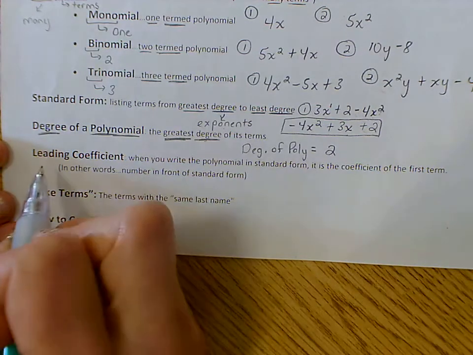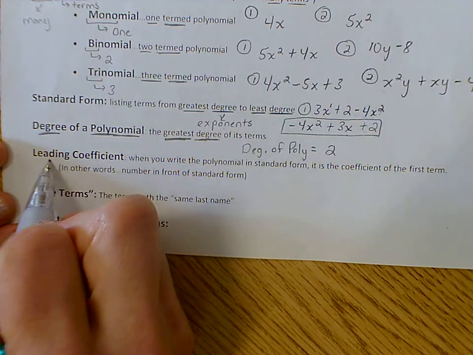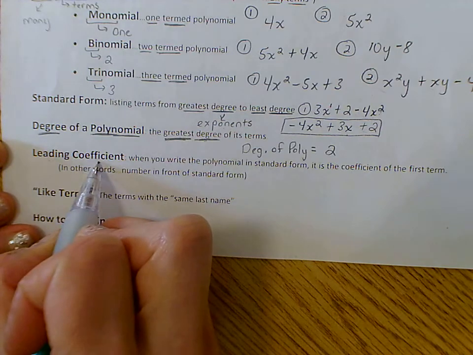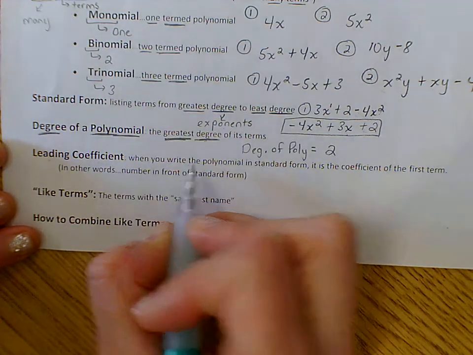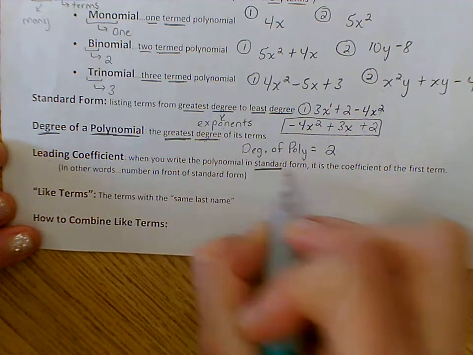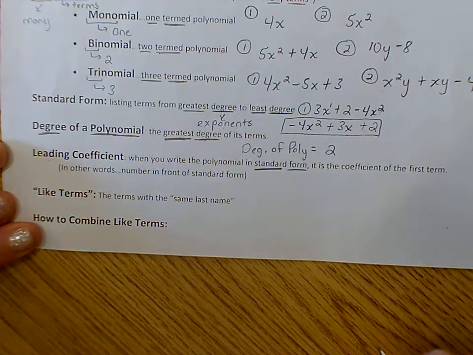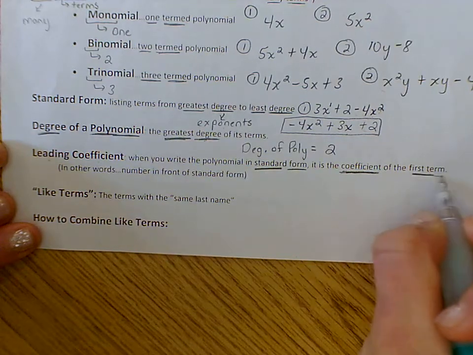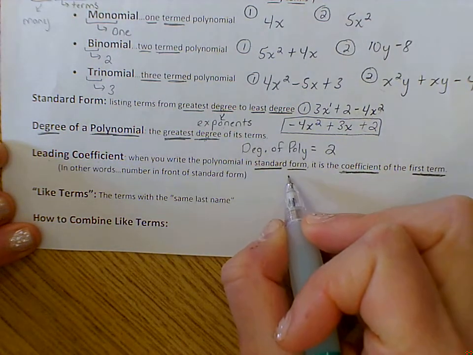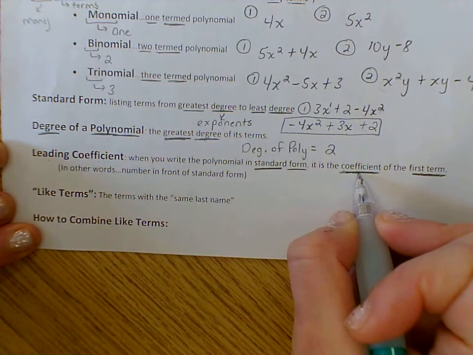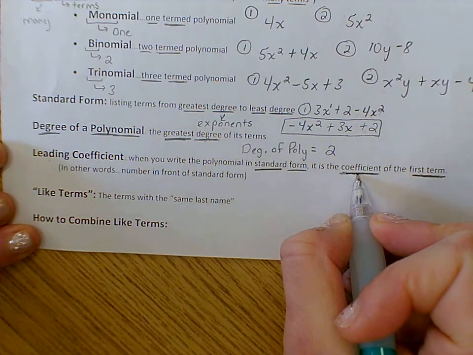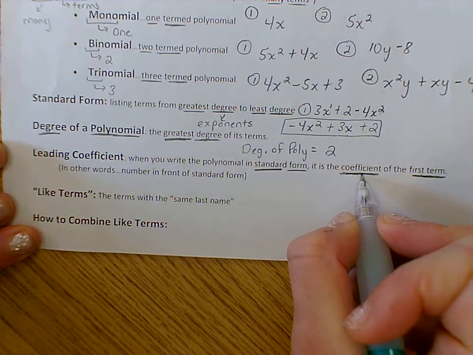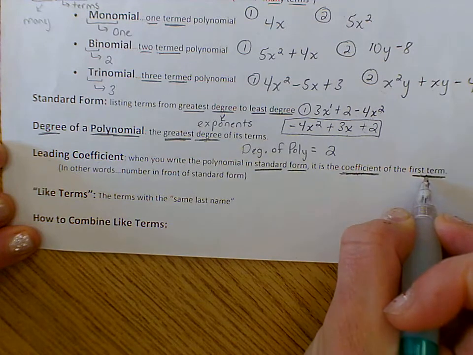Okay. Another question they could ask you is, what is the leading coefficient? It says when you write the polynomial in standard form, so that means you have to put it in standard form first, it is the coefficient of the first term. When it's in standard form, it's the number, because remember, coefficient is the number in front of the variable. So it's the number that's in front of the first term.